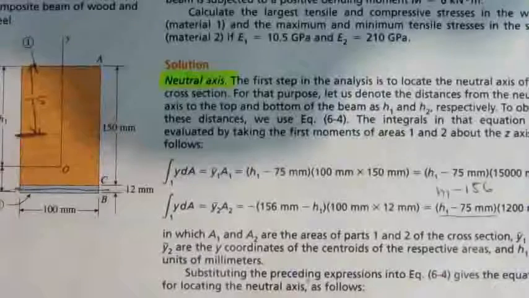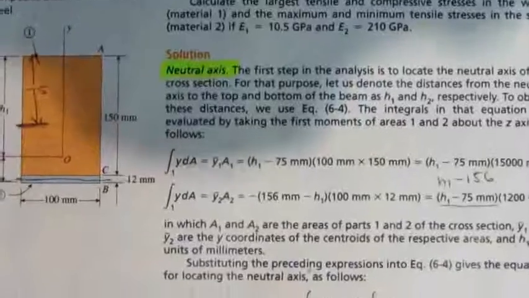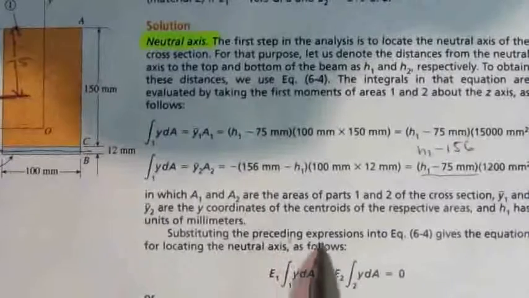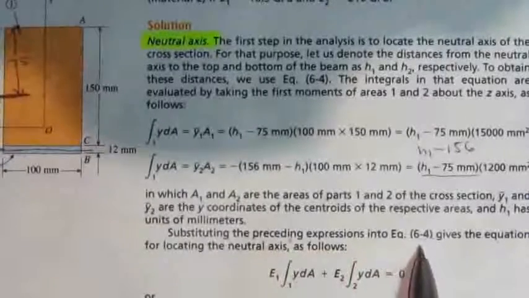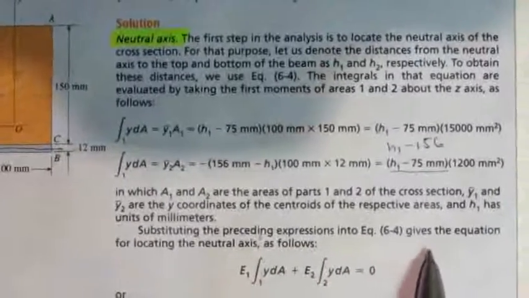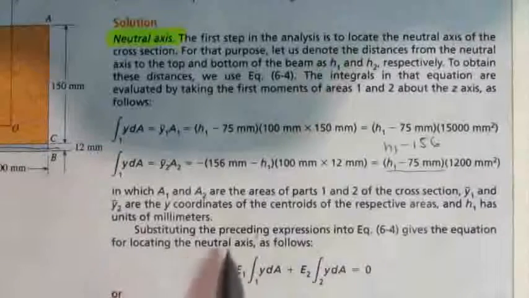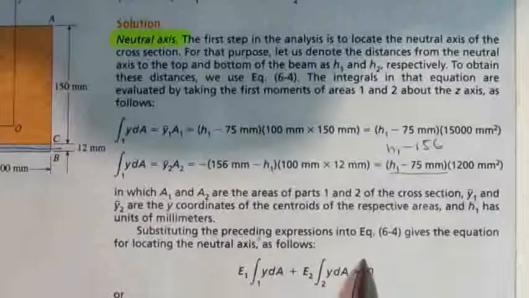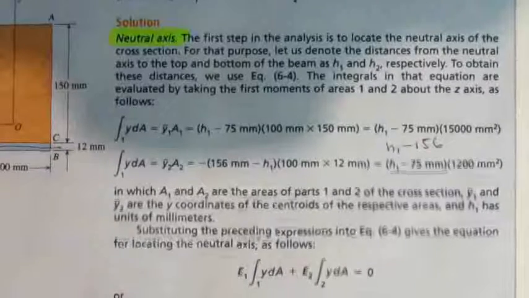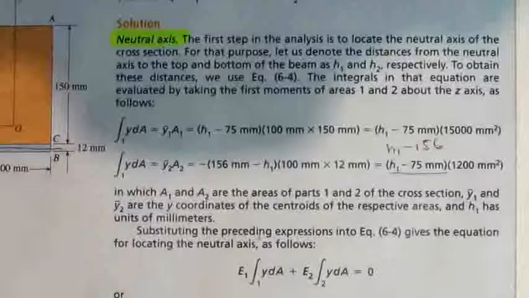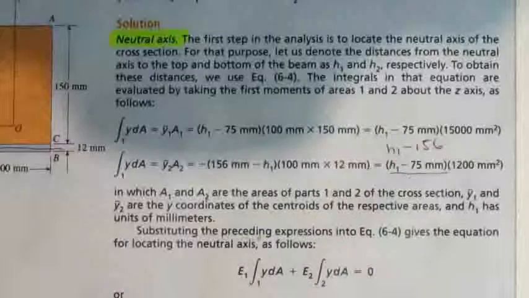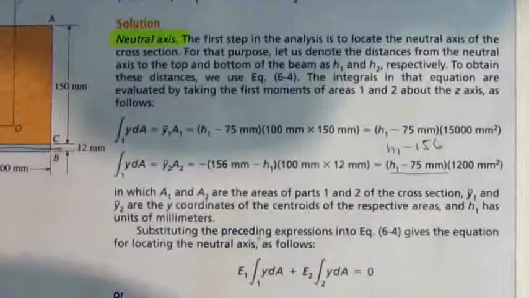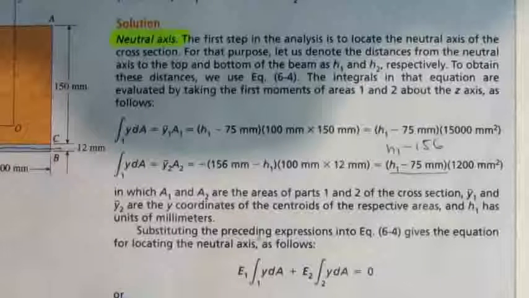Okay, and then from there on, you substitute the preceding expressions into equation 6.4, which gives the equation for locating the neutral axis as follows. So this is now an important expression or equation that we use to determine h1 and h2, and this is derived somewhere in chapter 6, and I won't get into the derivation here.